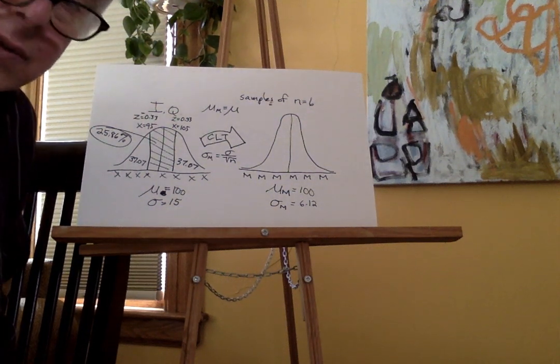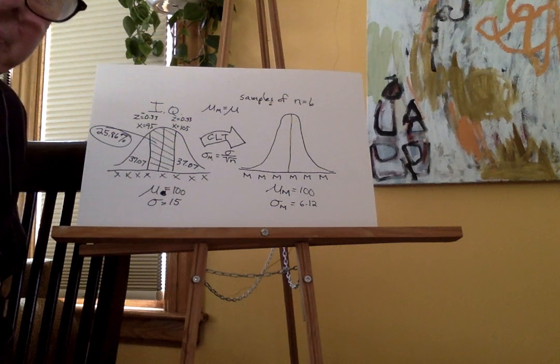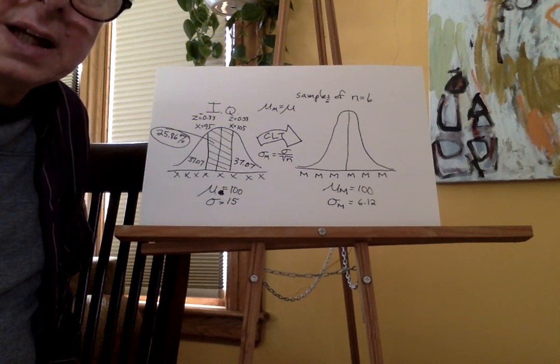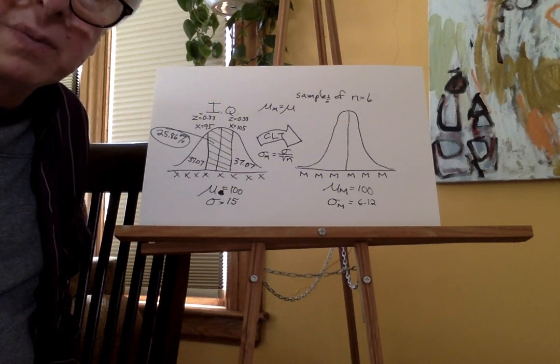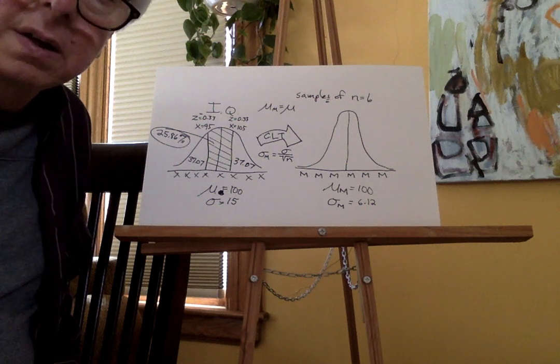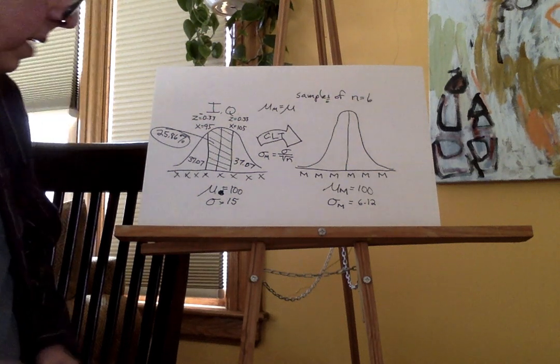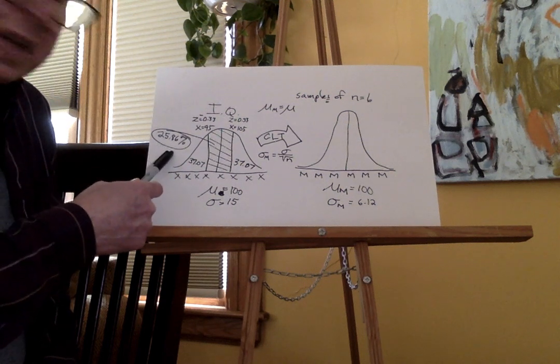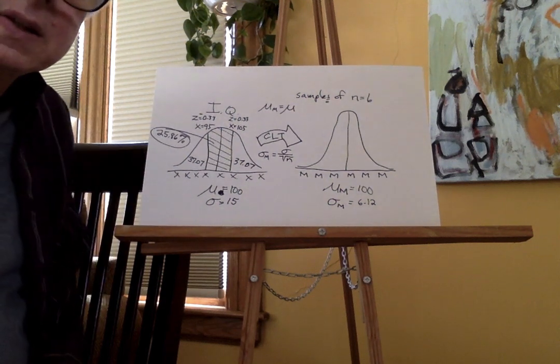Let's remind ourselves what the first question was, right? What is the probability that you're going to find an individual that has an IQ score within 5 points of the mean? Okay? The probability that we're going to find an individual within 5 points of the mean is 25.86%.